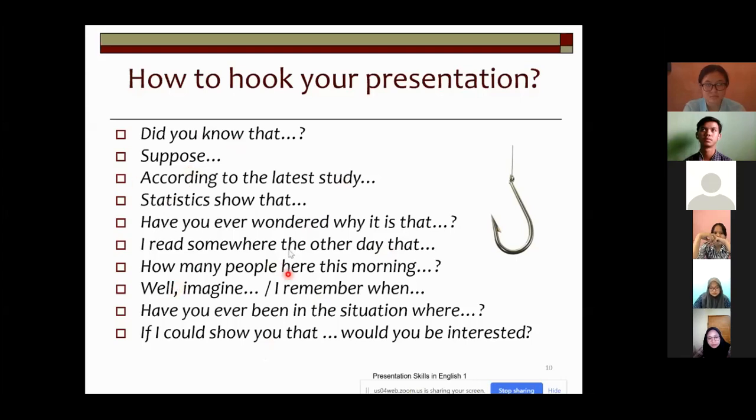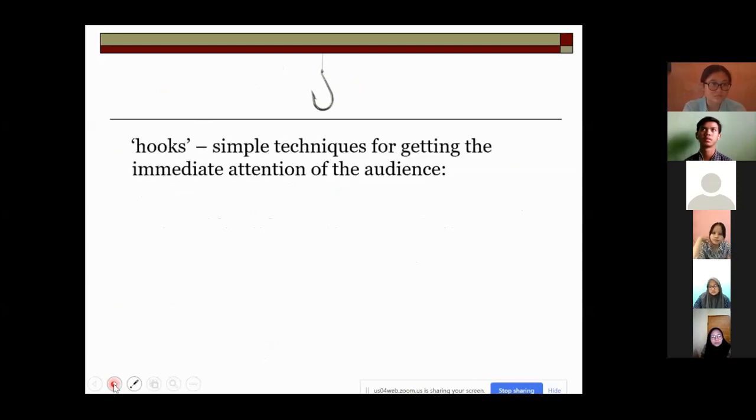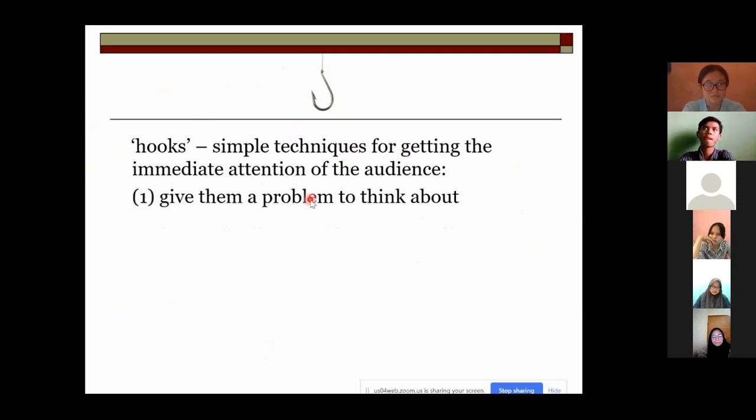So this question is to hook your presentation, to get your audience's attention. Next. Now, as we know, a hook is a simple technique for getting the immediate attention of the audience. One way is to give them a problem to think about, not a question, but a problem. Please think with me. Think about this problem. Come on.